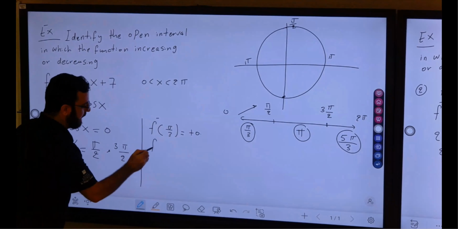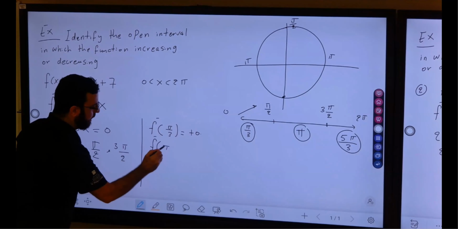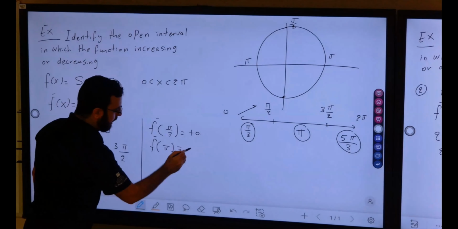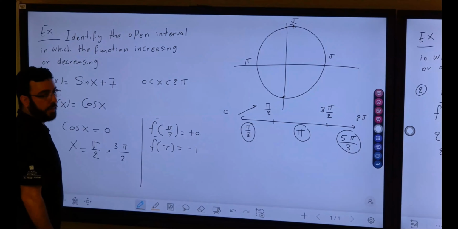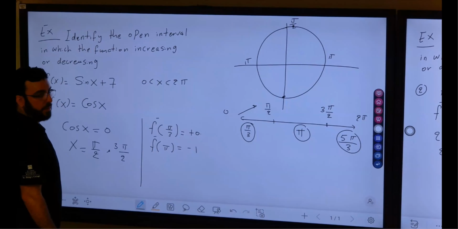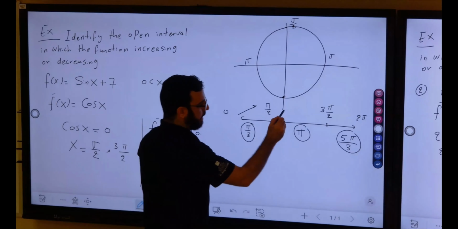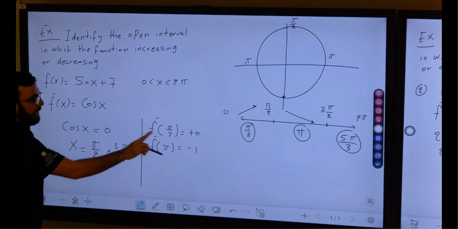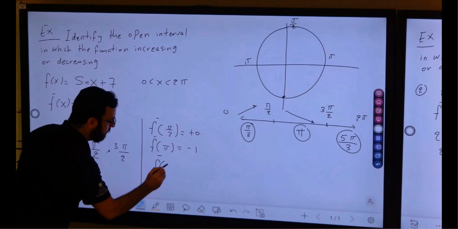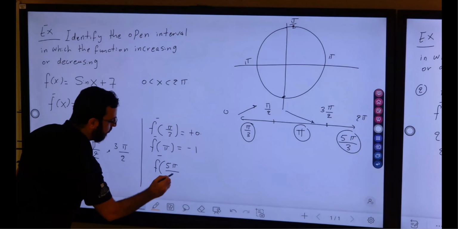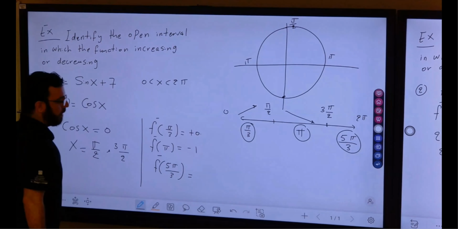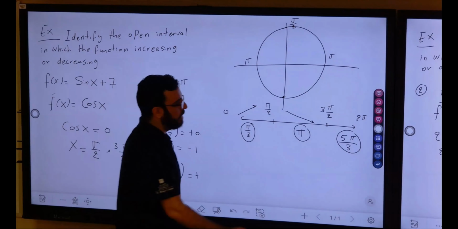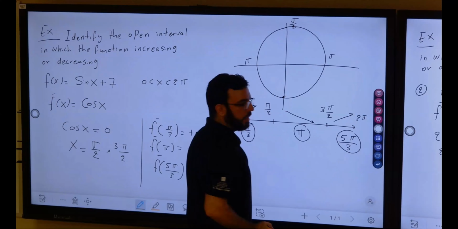Now, the derivative at pi. Cosine pi, is that negative 1? Yes or no? Yes. That means this one is decreasing. Plug in the third one, f prime of 5 pi over 3. It's going to be a positive number. So this one is going to be increasing.